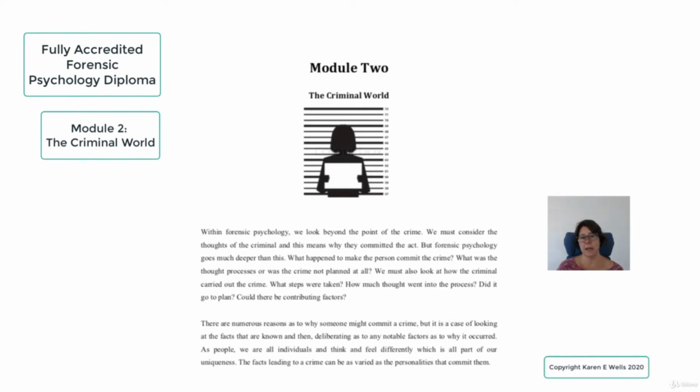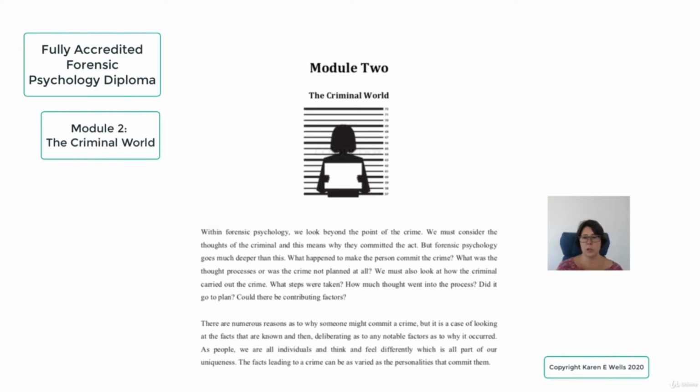So within forensic psychology, it's about looking beyond the point of the crime. Again, we talked about in Module 1 how it's considering the thoughts and feelings, but if we consider the thoughts of the criminal, this means why they actually committed the act. But really, forensic psychology goes much deeper than this. We need to ask what happened to make the person commit the crime. What was the thought process involved in that? Or really, was it not planned at all?